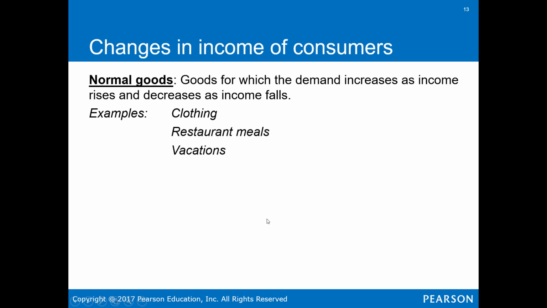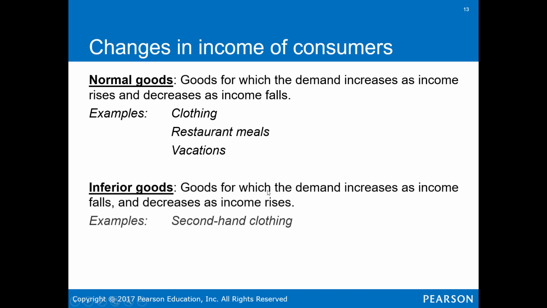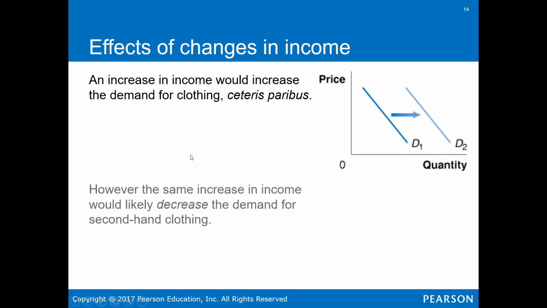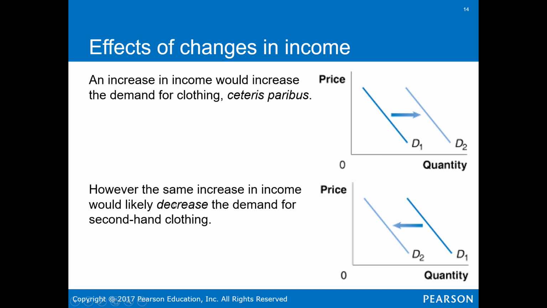Normal goods are goods for which demand increases as income rises and decreases as income falls. Clothing, restaurant meals, vacations. Inferior goods are items for which demand increases as income falls. Ramen noodles. Oh, they used my example here. And secondhand clothing, right? So an increase in income, holding all else equal, ceteris paribus, would increase the demand for clothing. However, the same increase in income would likely decrease the demand for secondhand clothing. So this is because this is an inferior good. This is a normal good.